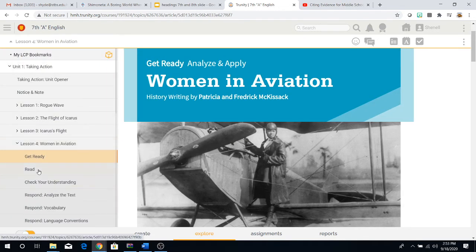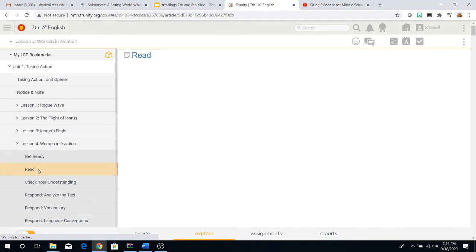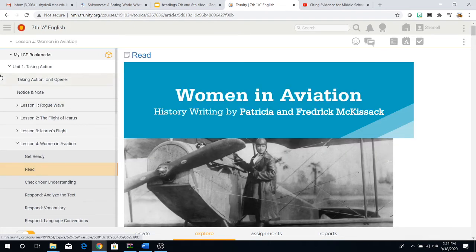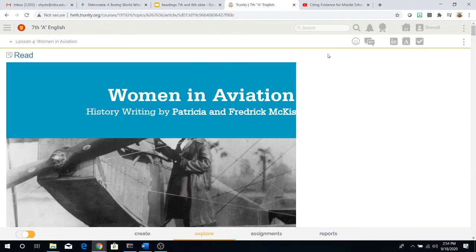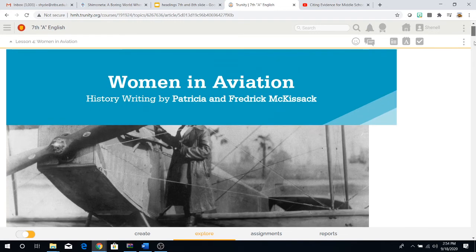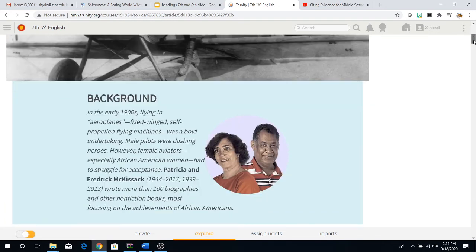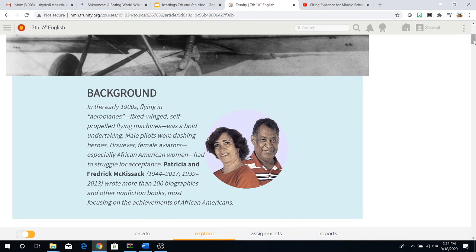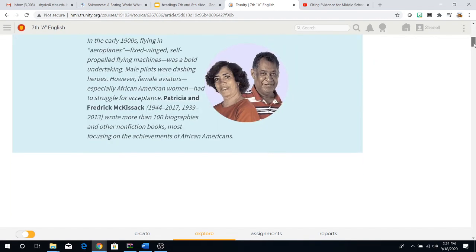So this would be the moment now that we would go into the reading of the story, which is Women in Aviation. So open your textbooks to that page. And you can see we'll start with the background information from the writers, which remember, as I told you, they're co-authors because there's two of them.